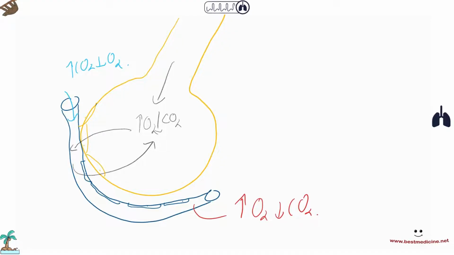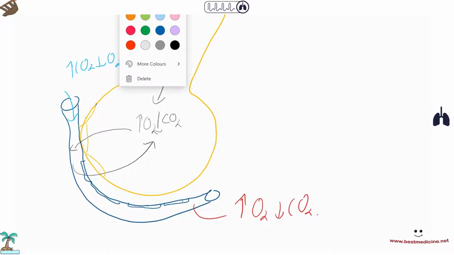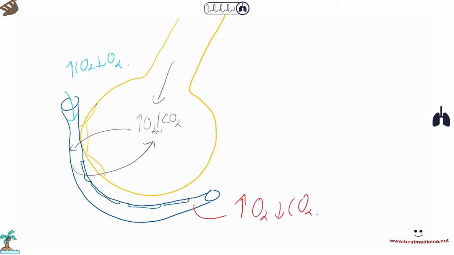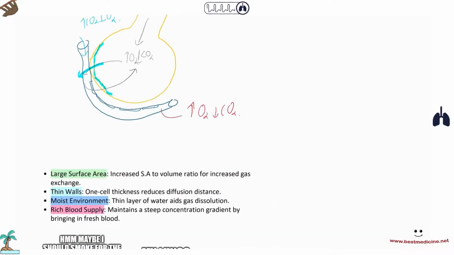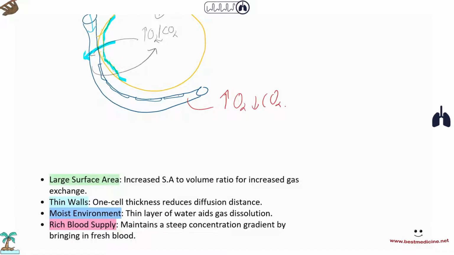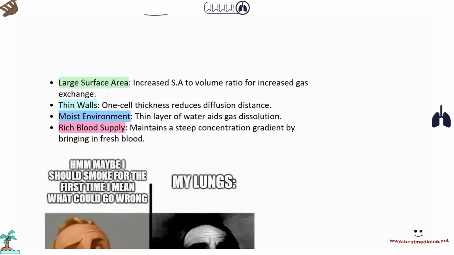The third adaptation is that you have a very large surface area to volume ratio. These are very flat cells, which allows an increased surface area to volume ratio for faster diffusion. And lastly, we have a thin layer of moisture here that allows the gases to dissolve so that they can go across. And these features are mentioned in your notes.